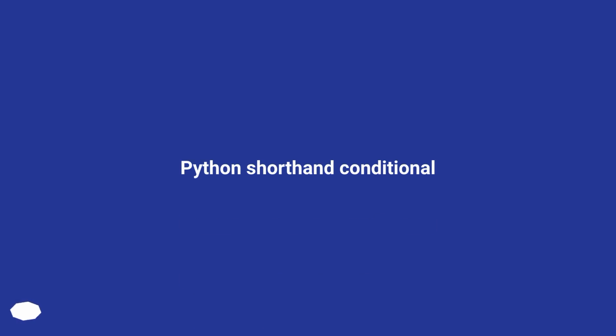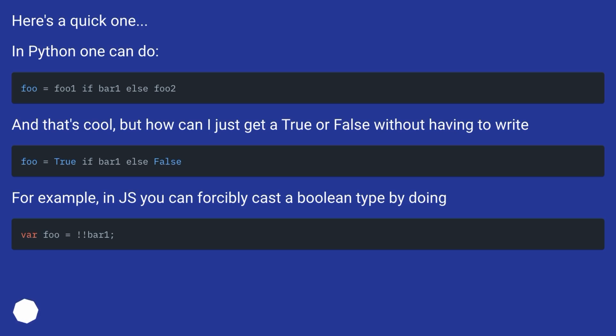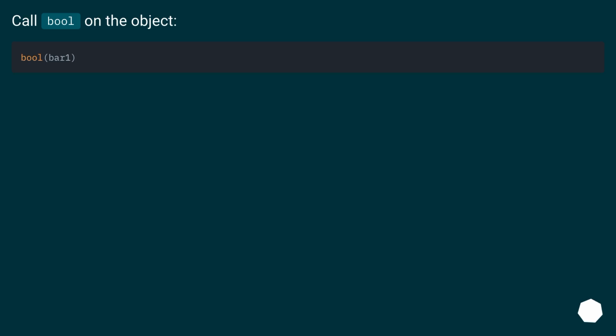Python shorthand conditional. Here's a quick one. In Python one can do. And that's cool, but how can I just get a true or false without having to write? For example, in JS you can forcibly cast a Boolean type by doing. Call bool on the object.